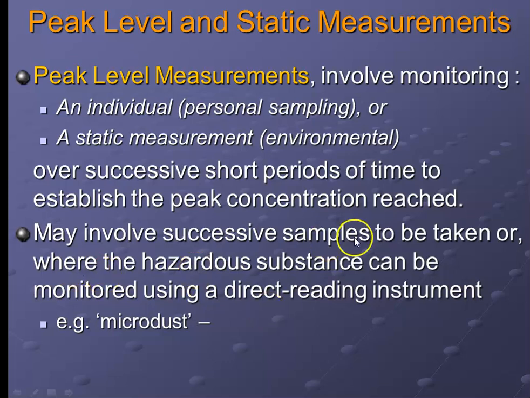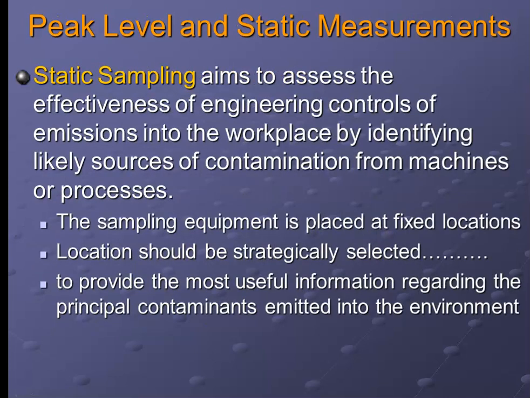May involve successive samples to be taken, or where the hazardous substance can be monitored using direct reading instruments. And direct reading instruments are much better than the one I mentioned there, the stain tube detector, right? Static sampling aims to assess the effectiveness of engineering controls of emissions into the workplace by identifying likely sources of contamination from processes. The sampling equipment is placed at a fixed location, for example like a fence or a guardrail. Location should be strategically selected to provide the most useful information regarding the principal contaminants emitted into the environment.